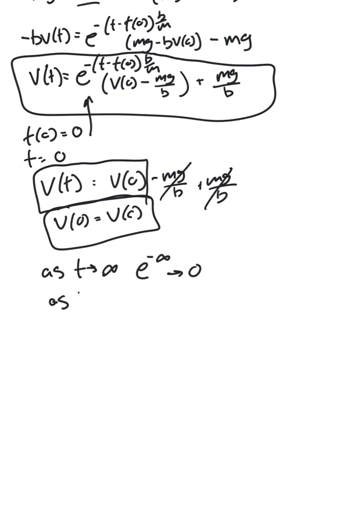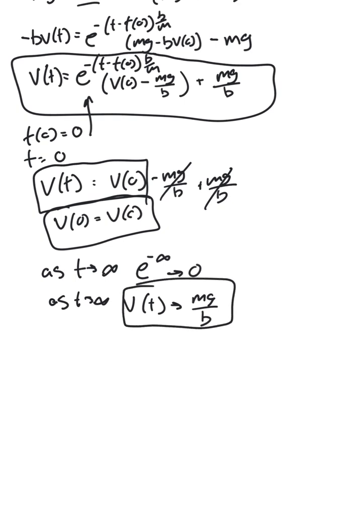So as time goes to infinity, v of t is going to go to mg over b, right? So this is going to be what we call our steady state behavior. It's steady state because the steady state part of our equation is not affected by time.